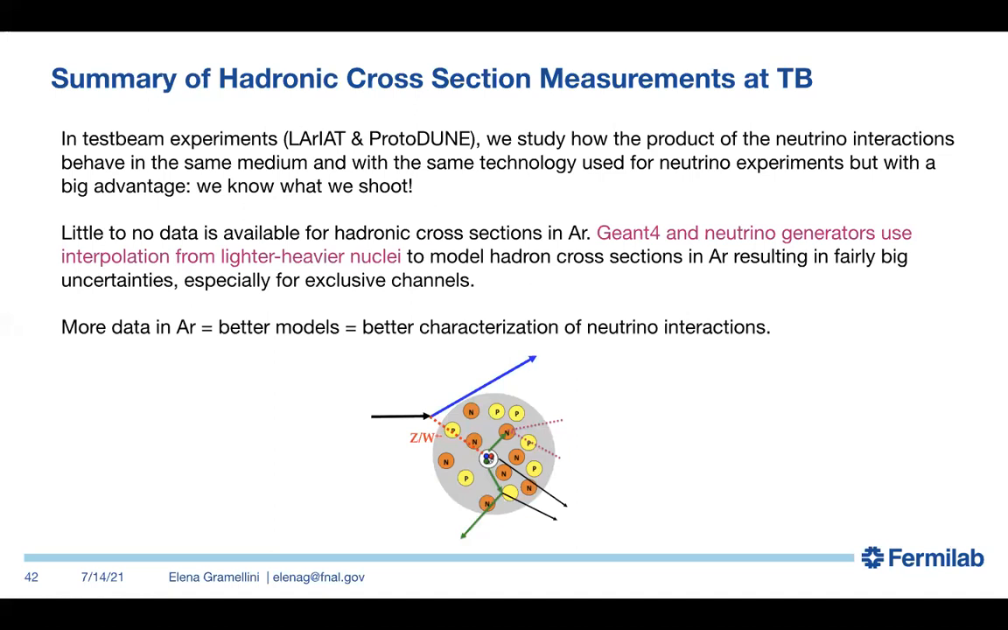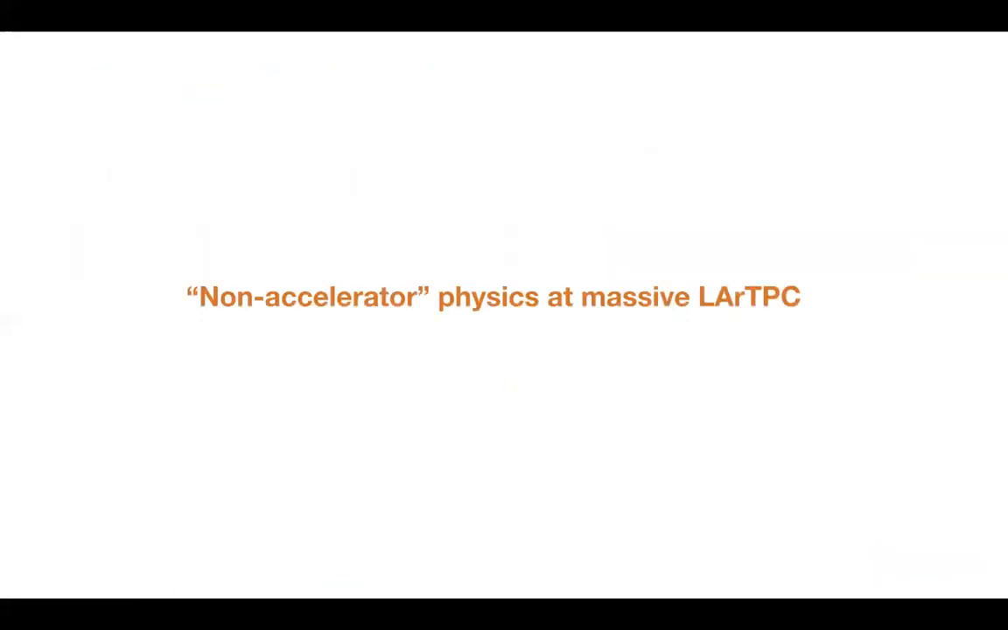So more data in argon means better model, which means better characterization of your neutrino interactions, which means better neutrino cross-section, which means better oscillation measurements. Okay, so I have some other quick slides on the non-accelerator physics program at massive LArTPCs.